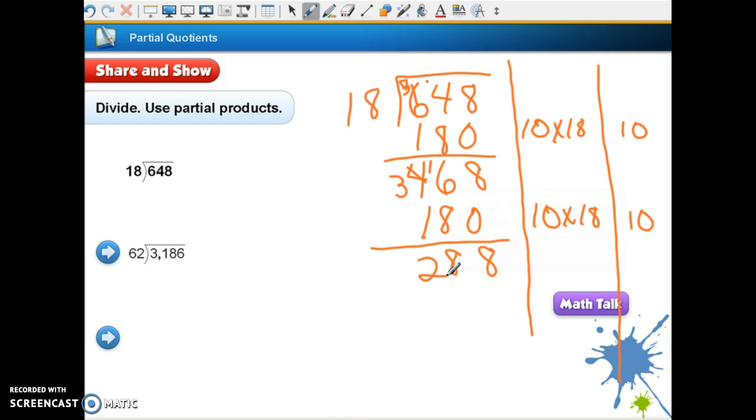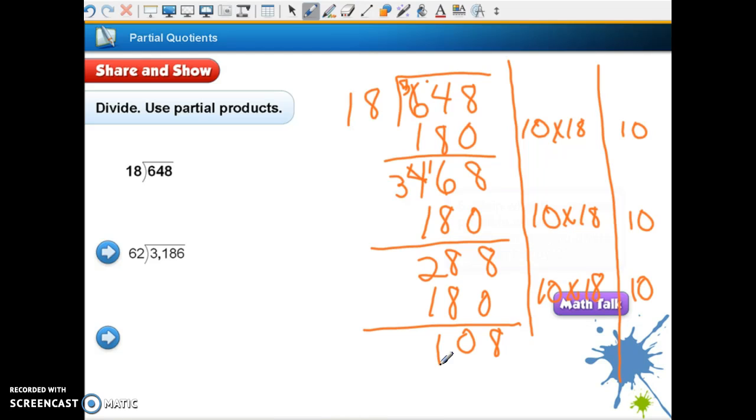And can we do 10 again? So we're going to go 10 times 18. We're going to put our 10 out there, and we're going to have 180. And we're going to subtract again. And we're going to get 108. Now we got a different ballgame, don't we? We can't do 10 anymore.